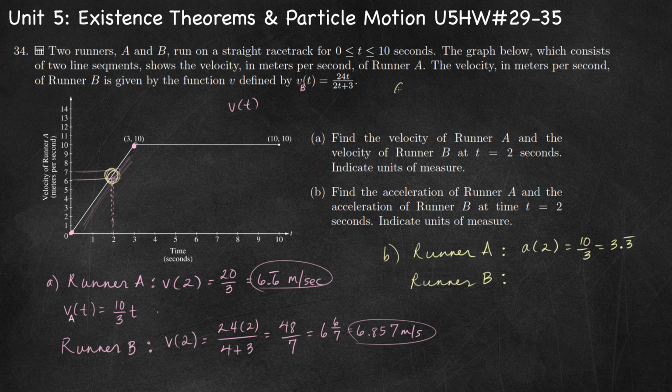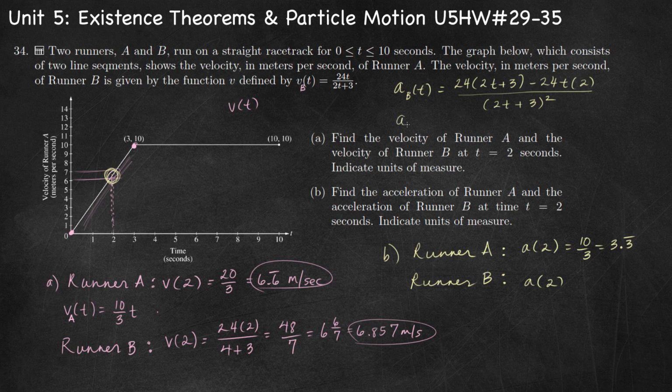So let's get our acceleration equation for runner B. To take the derivative of this velocity equation, I'm going to use quotient rule. So derivative of the top times the bottom minus the top times the derivative of the bottom over bottom squared. I'm not going to bother to simplify. I'm just going to go ahead and substitute in. I want the acceleration at time 2.